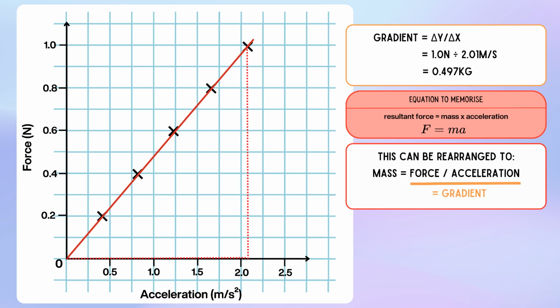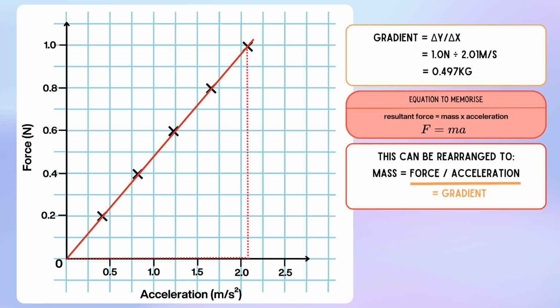If you now measure the mass of the car and the hanger, we find this comes to a total of 495 grams. So we can see that the gradient of our data, which is 497 grams, is almost exactly equal to the 495 gram mass of the car and hanger.